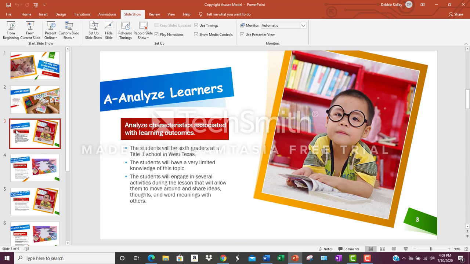A. Analyze learners. Analyze characteristics associated with learning outcomes. The students will be 6th graders at a Title I school in West Texas. The students will have a very limited knowledge of this topic. The students will engage in several activities during the lesson that will allow them to move around and share ideas, thoughts, and word meanings with others.